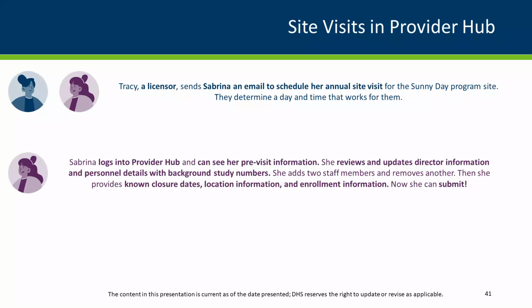Sabrina logs into the Provider Hub and can see her pre-visit information. She reviews and updates director information and personnel details with background study numbers. She adds 2 staff members and removes another. Then she provides known closure dates, location information, and enrollment information. Now she can submit.